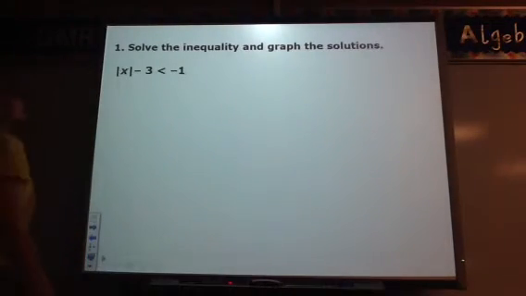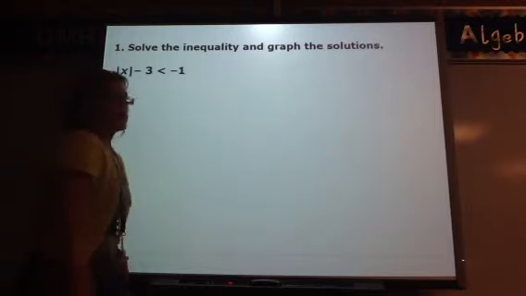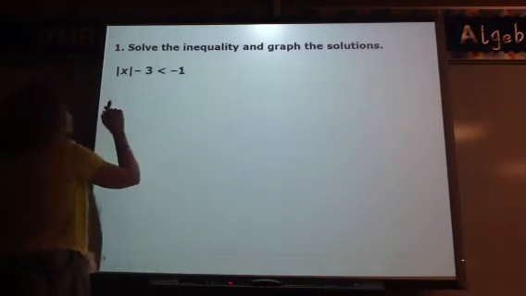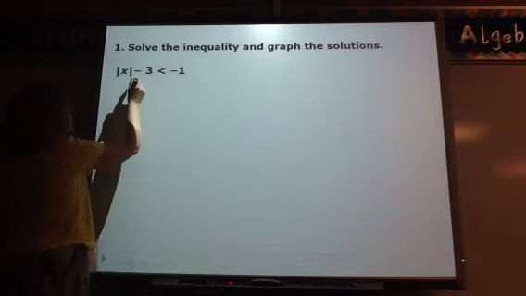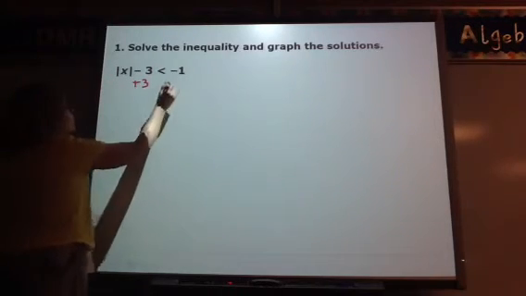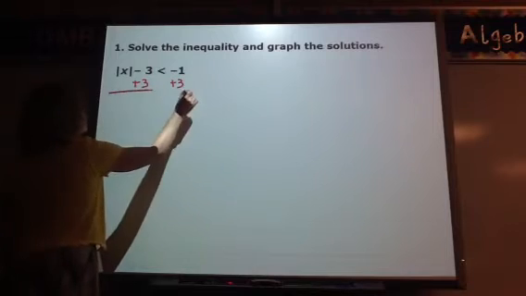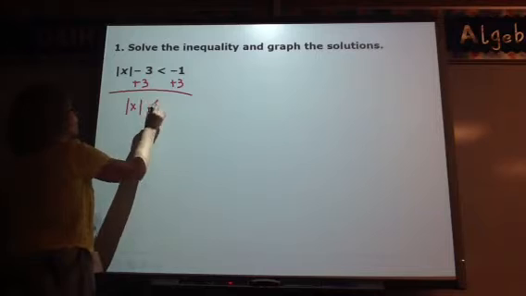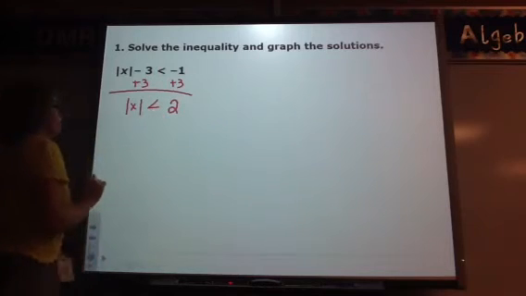Let's try one. Just like when we solved absolute value equations, you have to isolate your absolute value on one side of that inequality, okay? So the absolute value is not isolated. So the inverse of subtraction is addition. So on the left side of this inequality, I have the absolute value of x. On the right side, I have 2, okay?